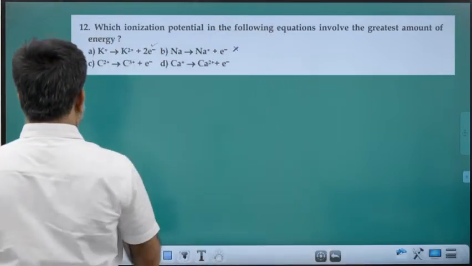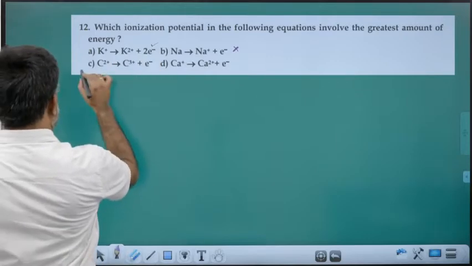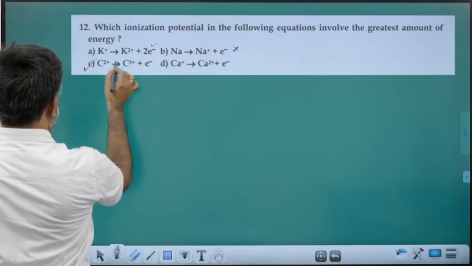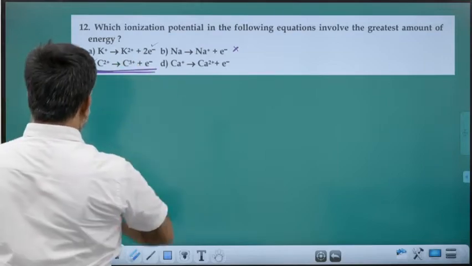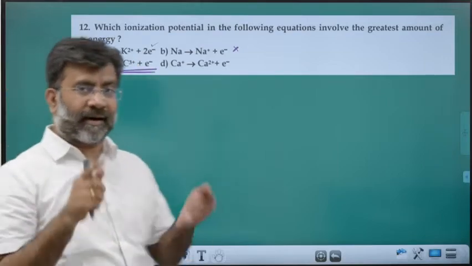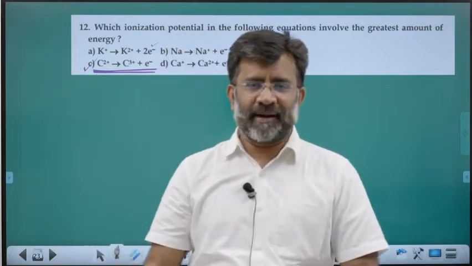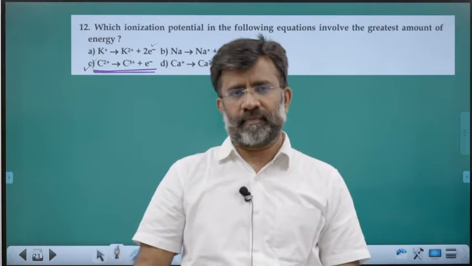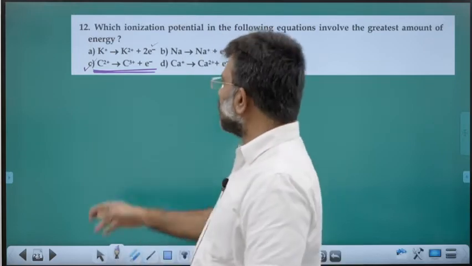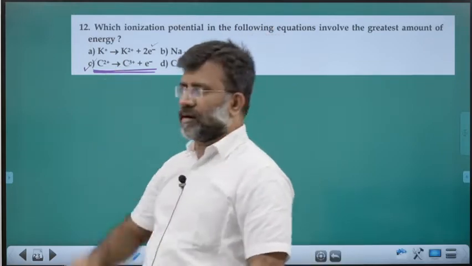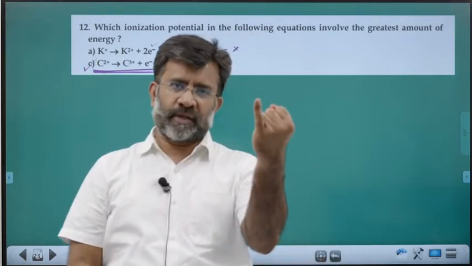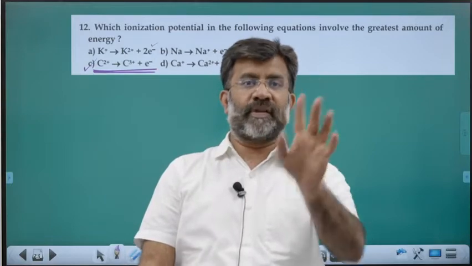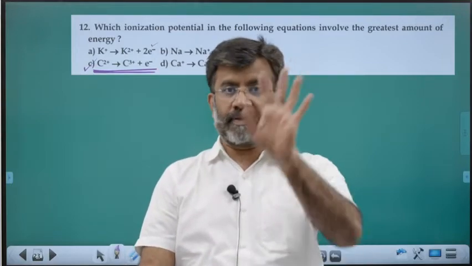That will be a large value. There is a definite possibility you mark this as the answer, but the correct answer is option C. Of course, here it can be a large value, but here it will be extremely large because it is carbon. Carbon's first ionization enthalpy itself is large. And here we are talking about removal of the third electron. You have removed the first electron, you get C plus. That itself is a large value.